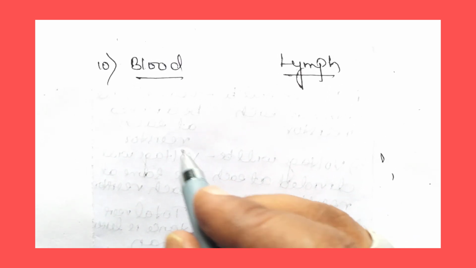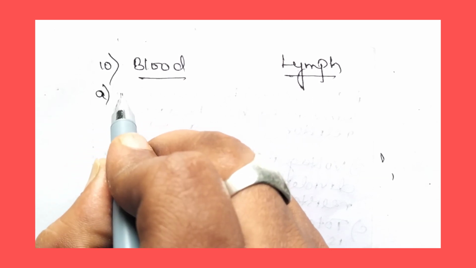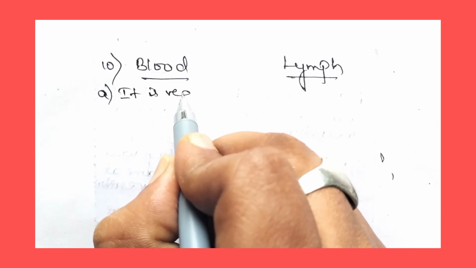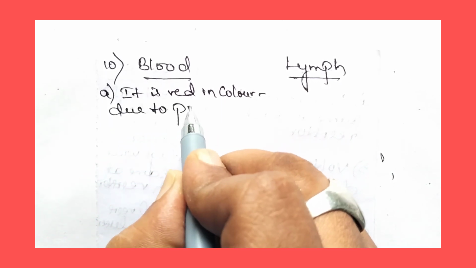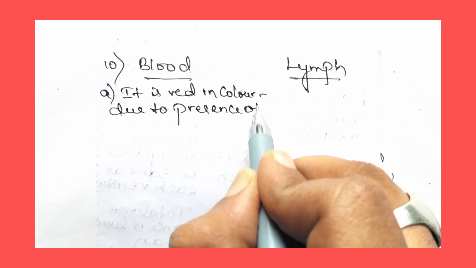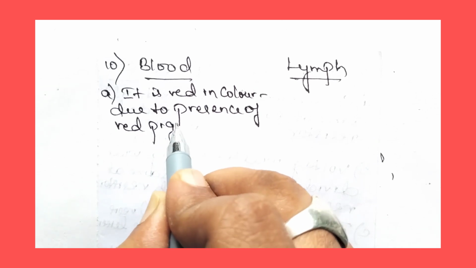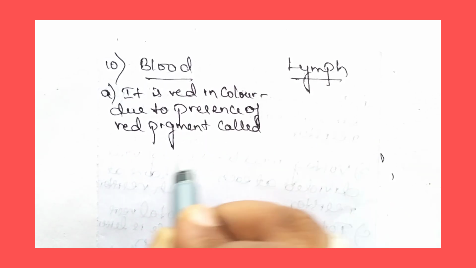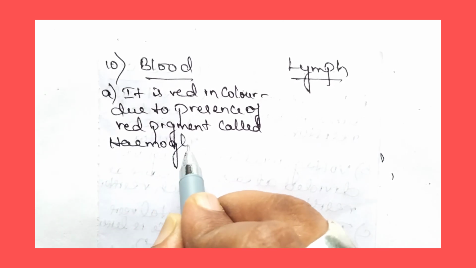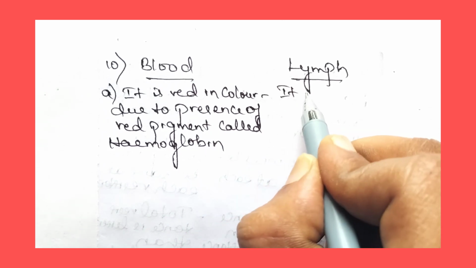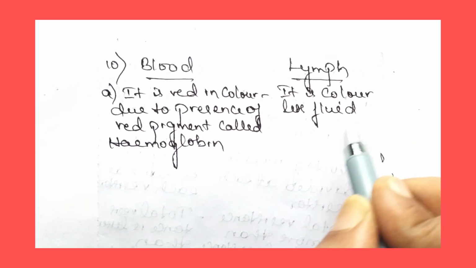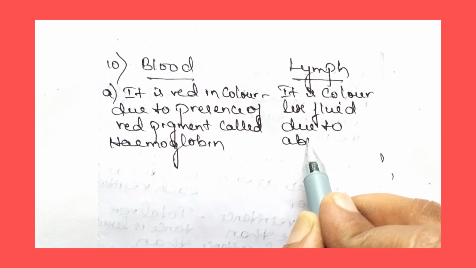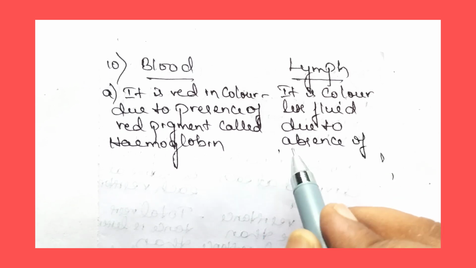So now let us move to the next one, that is, what are the differences between blood and lymph. The first difference: blood is red in color due to presence of red pigment called hemoglobin. Lymph is colorless fluid due to absence of hemoglobin.